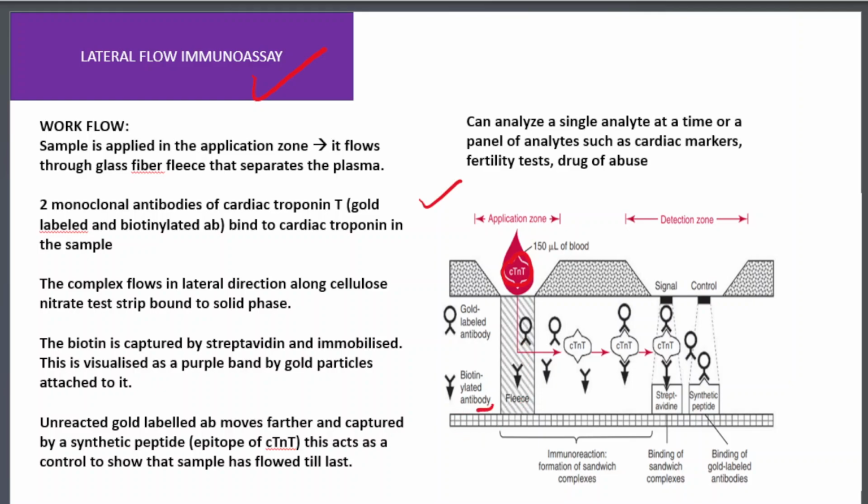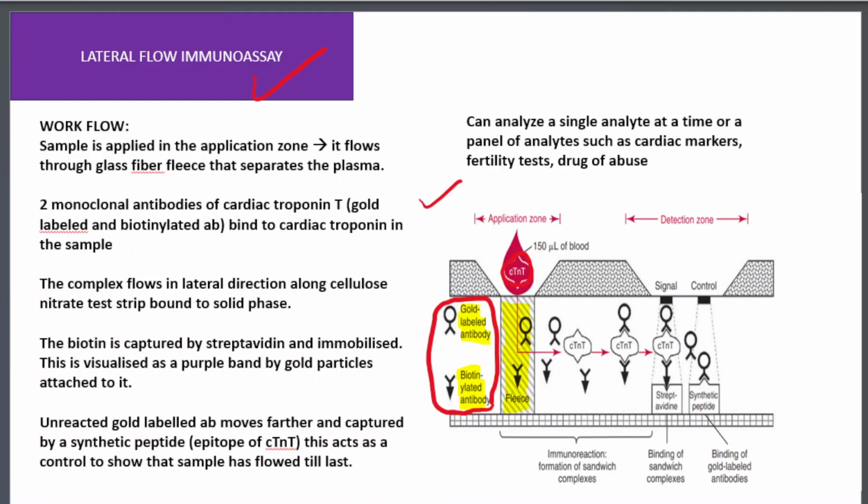Also, in the reagent side, what do you have? In the reagent side, you have two monoclonal antibodies to the cardiac troponin T. One is a gold-labeled antibody, the other one is a biotinylated antibody. So in the reagent you have these two monoclonal antibodies, and in the area where you have applied the sample, the plasma is being separated.